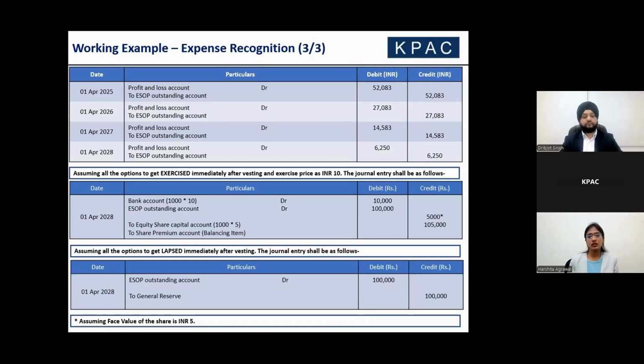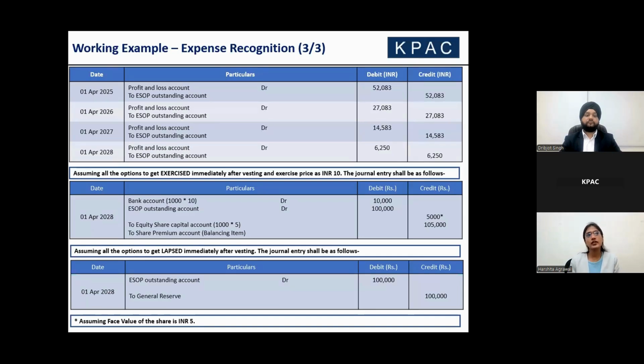Okay, but what happens if instead of exercising, those options lapse after vesting? In such a scenario, we can't reverse the expense through P&L. At this stage, it's just a shift within equity. So rather than impacting the income statement, the ESOP outstanding balance is transferred to another equity head, which is typically the general reserve. It's more of an internal movement rather than something that affects the profitability directly.